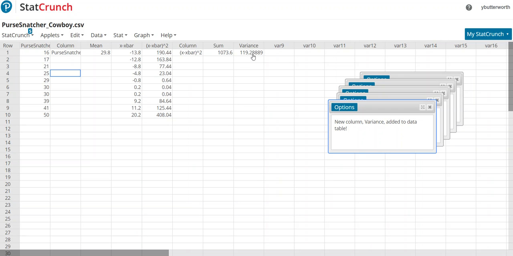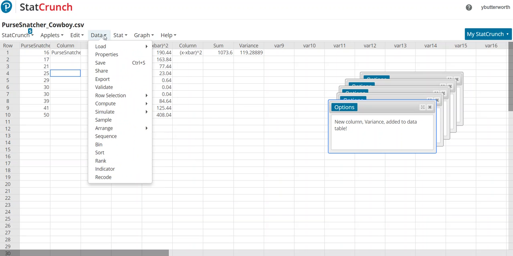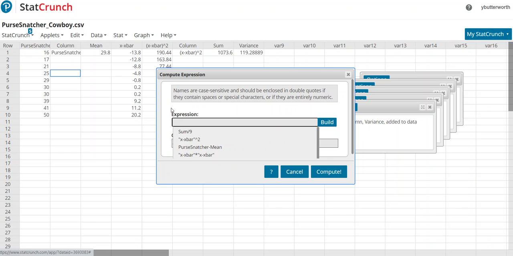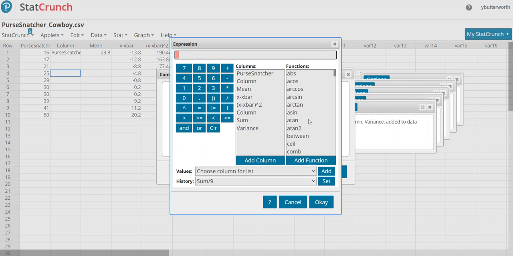We do them a little bit differently, but of course, yes, they can be done. So now that I have the variance, the next thing that I want to do is calculate the standard deviation, because the standard deviation is much more useful to me. So again, I'm going to go to my data, do a computation and an expression, and build it. Now the standard deviation is the square root of the variance. So I'm going to take the variance and raise it to a power of 0.5.